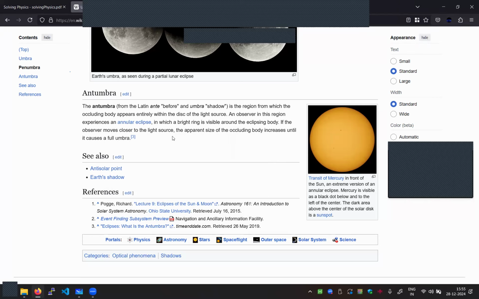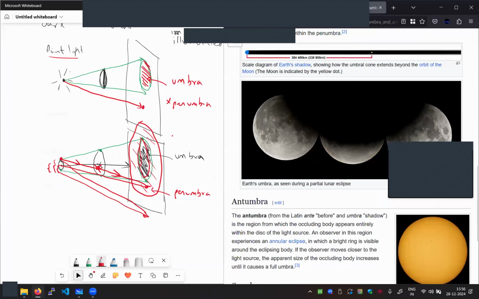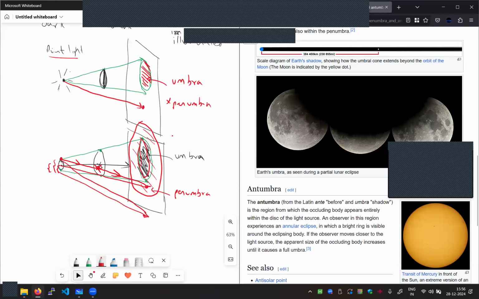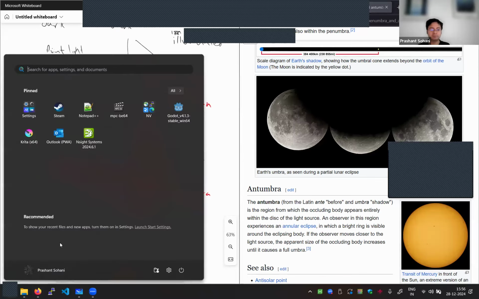Yes, sir. Okay. Prasanna, you have any doubts? Yes, sir. We can draw a penumbra from the top of the light source also. Yes, we can draw the penumbra. So actually, my diagram is not very accurate. That is why this is hard to follow. Let me draw a more accurate diagram.